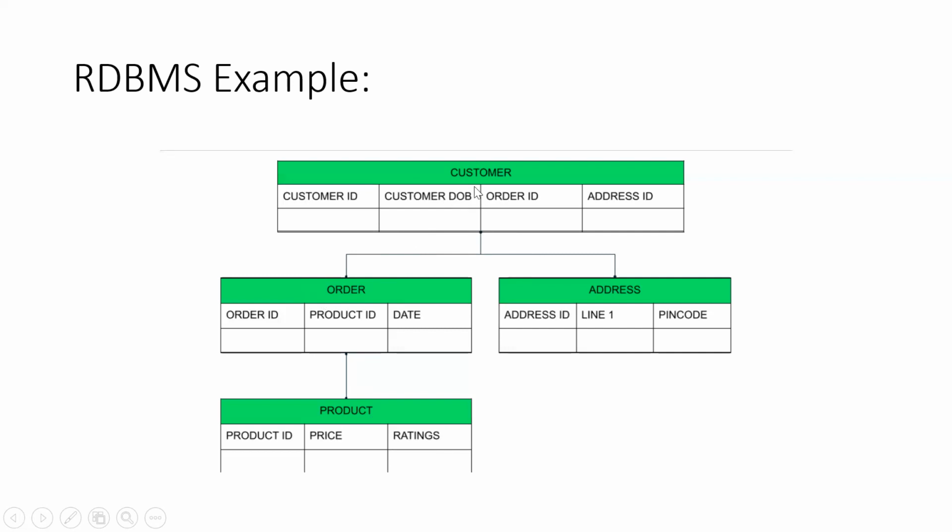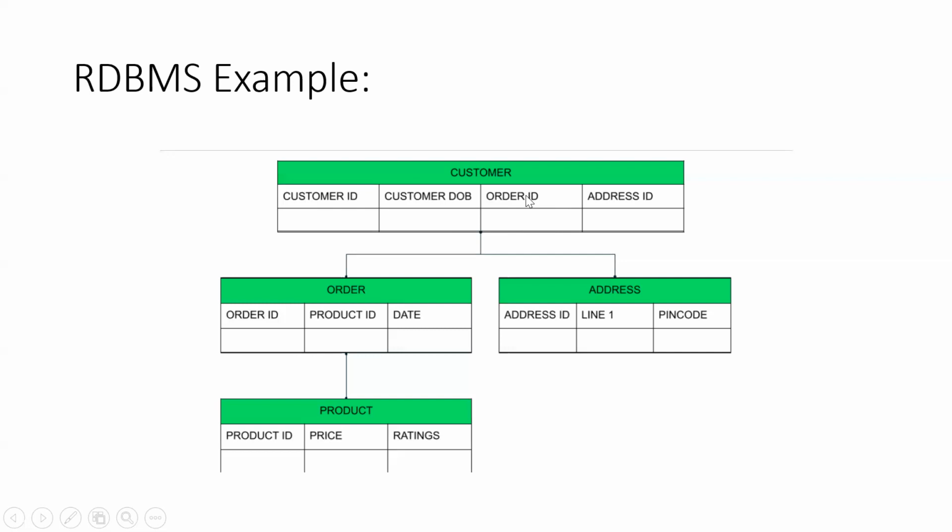Suppose you can see in the customer table and order table, there are some common columns called order ID. In the customer table, we have customer ID, customer date of birth, order ID, and address ID information. I am just mentioning the column names for each table. There should be lots of records, but I'm not mentioning records here, just to let you know how the relationship should work.